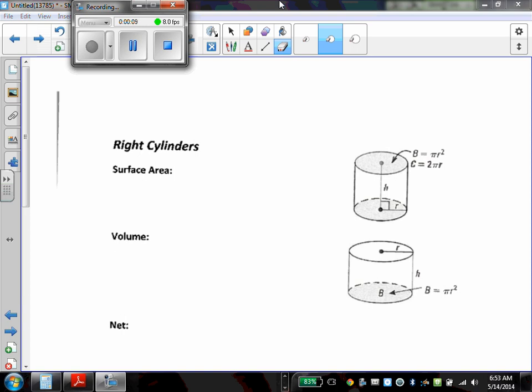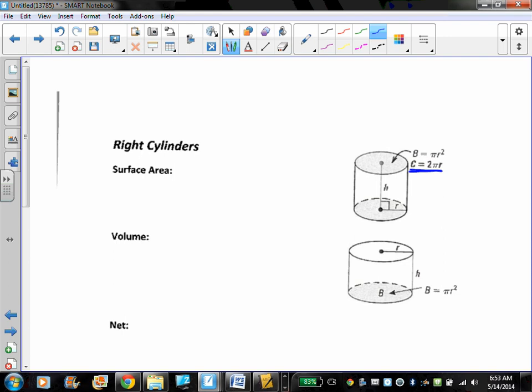Right cylinders are 3D shapes that have two circles as bases, with a rectangle connecting them. Just one rectangle, kind of wrapping in on itself. You'll notice that there are a few things pointed out here. We have the circumference equation, which is going to come into play. We have the base, capital B, which is pi r squared. That's the area formula for a circle, as we learned earlier. And we also have the height of the cylinder, the distance between those two circular bases. And these are all going to come into play with surface area and volume.